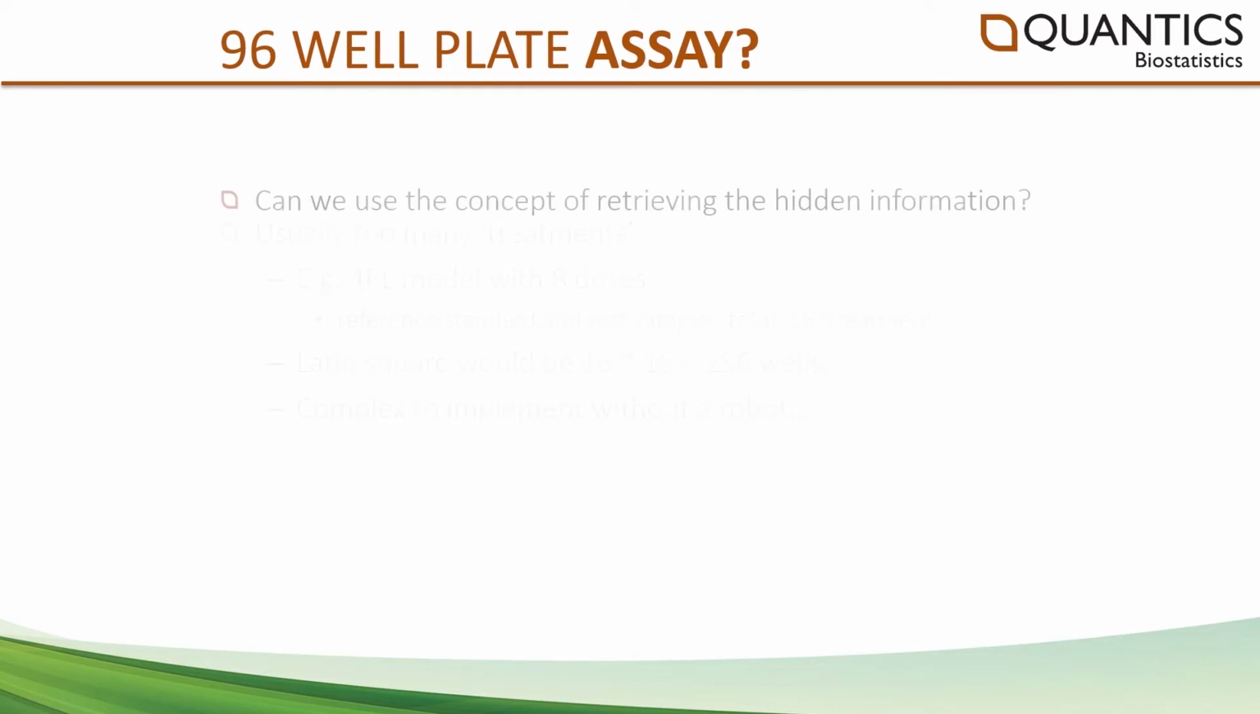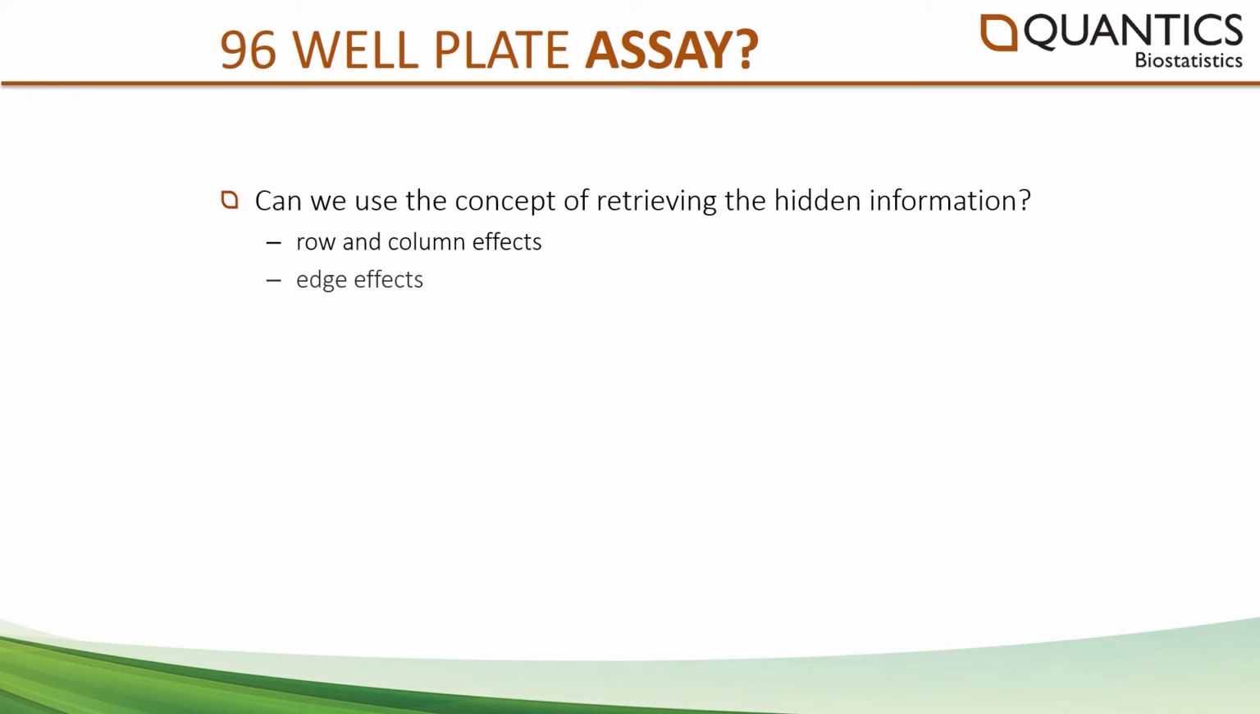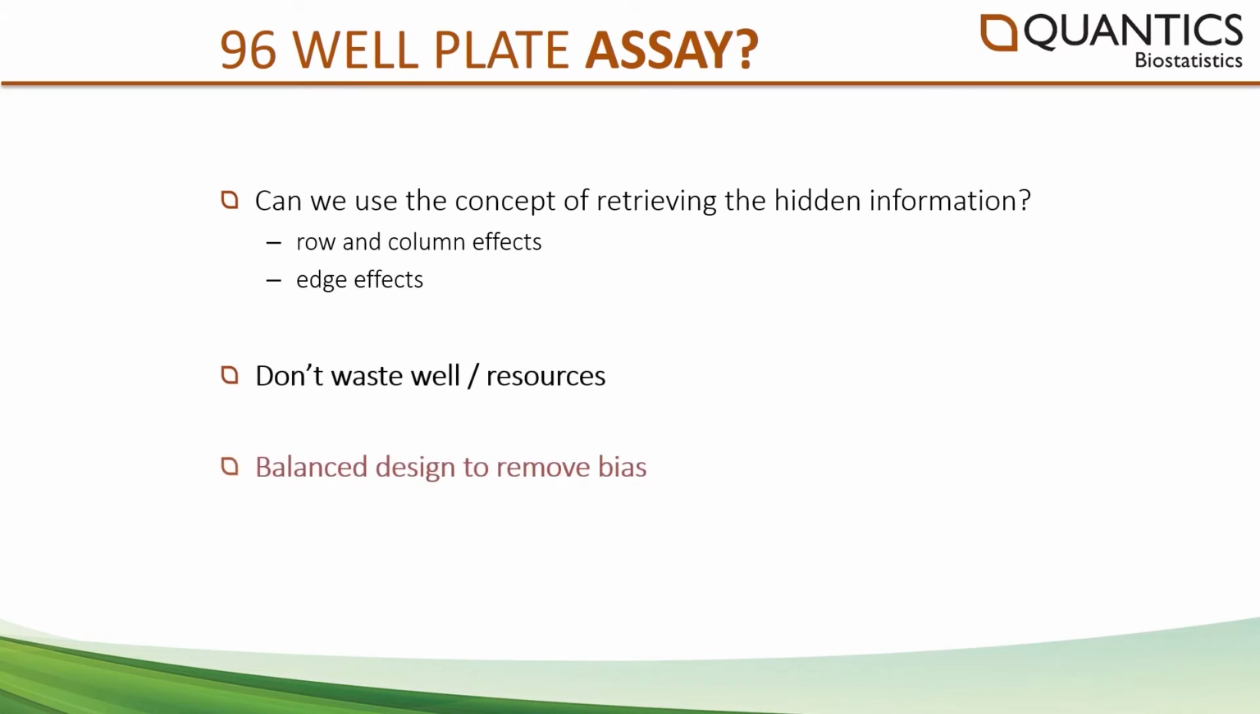So can we try and use this concept of retrieving and correcting for the information in the rows and columns, for example, without doing a full Latin square design? The aim would be to avoid wasting wells and or resources. So can we come up with a balanced design which would remove any bias and couple that with a statistical analysis which allows us to get the most precise answer possible from the data that we have?